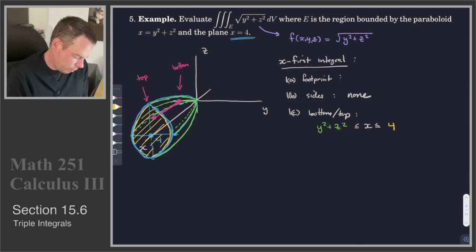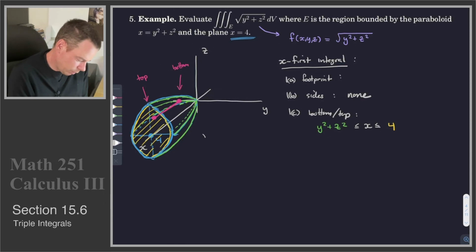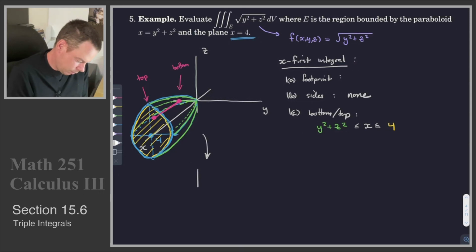What about our footprint? You notice I'm answering these questions out of order. Really, these first 3 questions are called 1A, B, and C because they're all grouped under the heading of question number 1, and you could really answer them in any order. The footprint, since we're looking in the x direction as our x first integral, is just the projection of this solid onto the YZ plane. And the projection of that solid onto the YZ plane forms a circle.